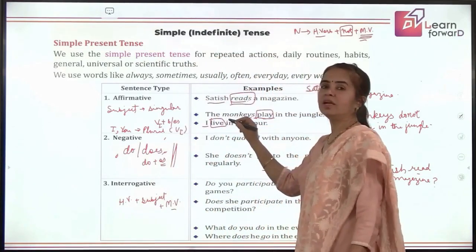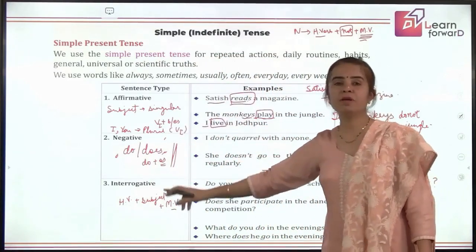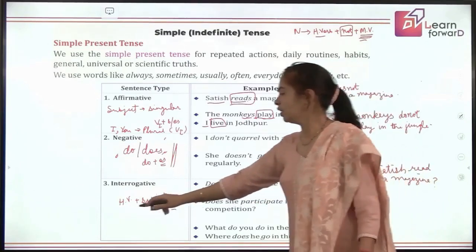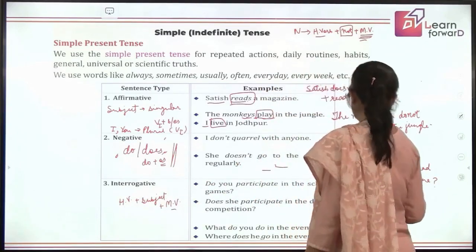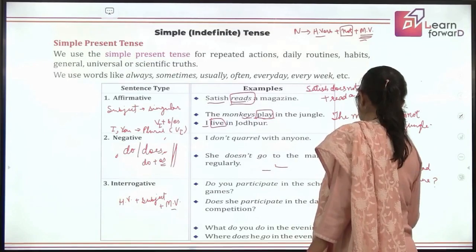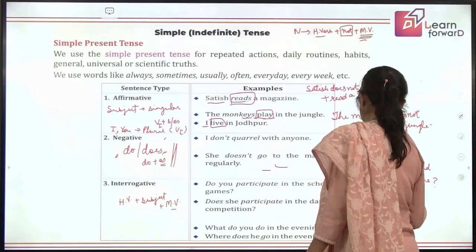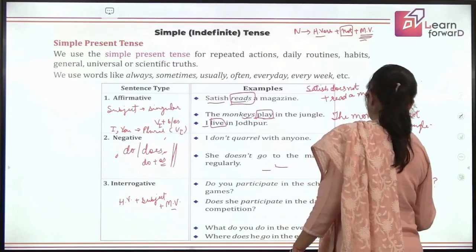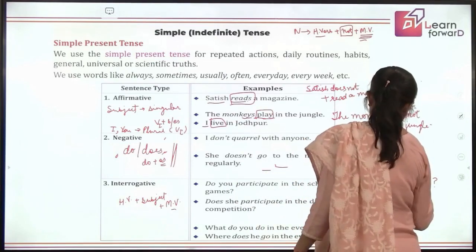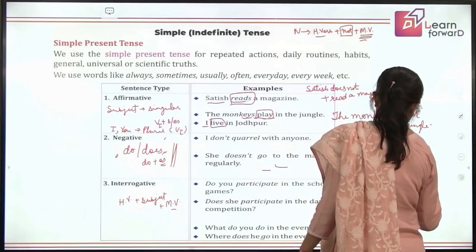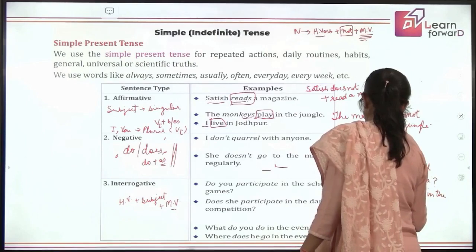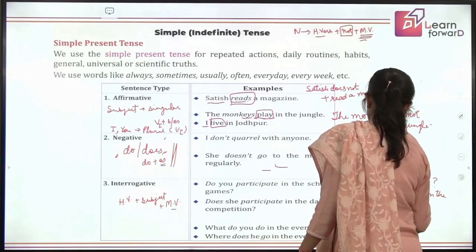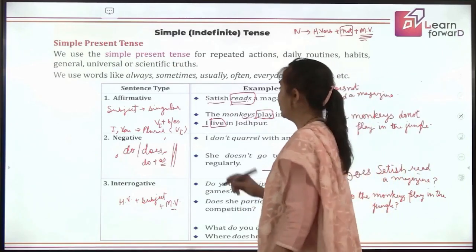Make it interrogative. This is plural, so your helping verb will be do. We start with helping verb. Do. Say ahead. Subject. Yes. Do the monkeys. What is the main verb? Look at the structure. Play. Yes. Do the monkeys play? And whatever rest in the sentence is needed in the jungle. And again a question mark at the end, children. Right?